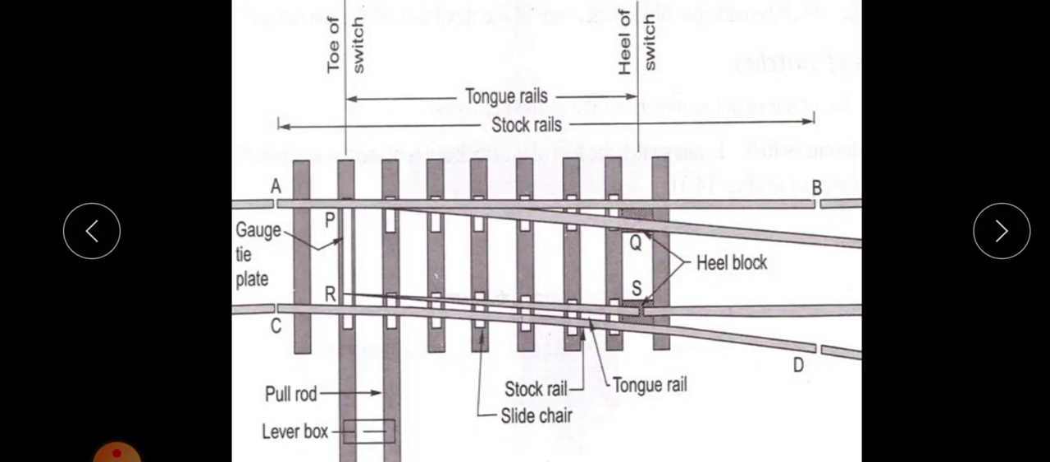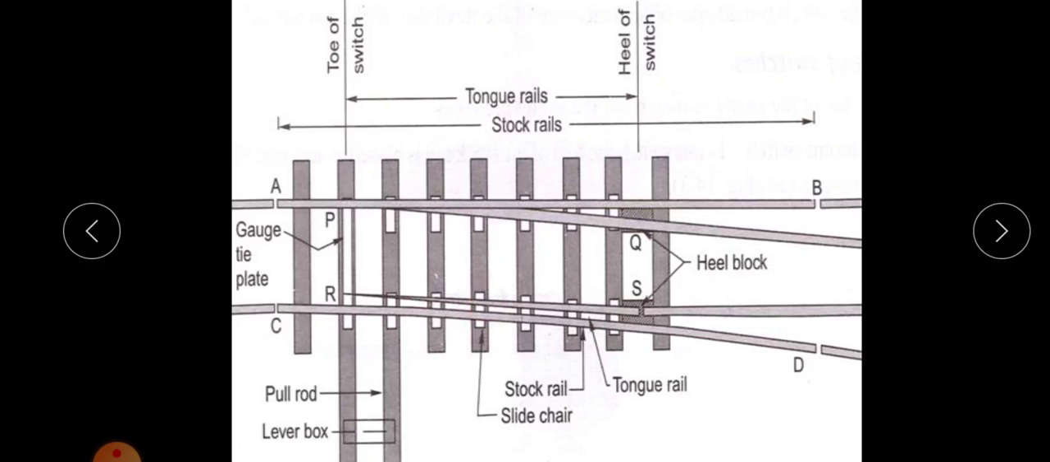Okay, and the next component is the slide chairs. This component is known as a slide chair. Okay, so it is clear. A number of slide chairs are provided in order to support the tongue rail, and also it enables its movement towards or away from the stock rail. So that is the function of the slide chair.